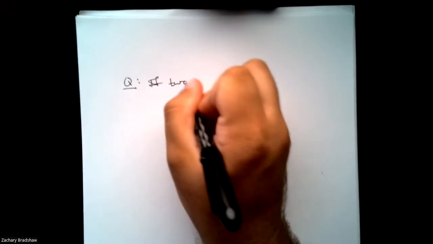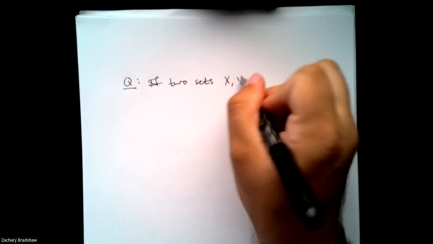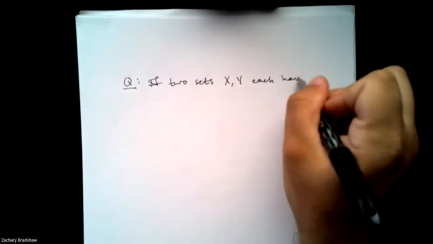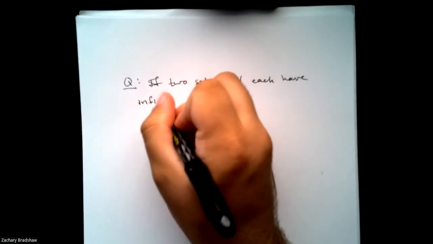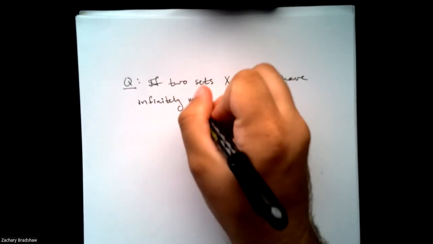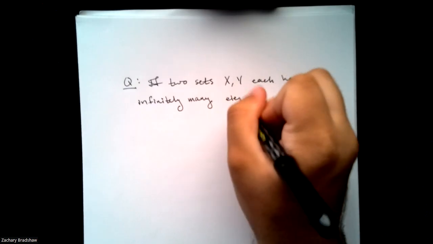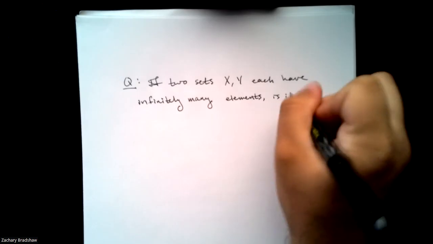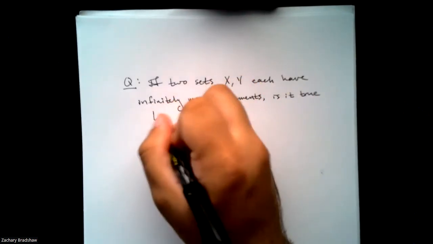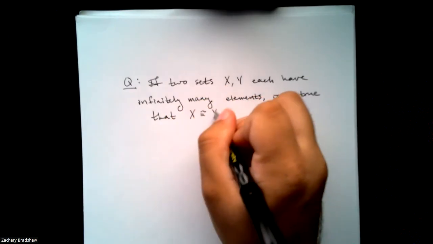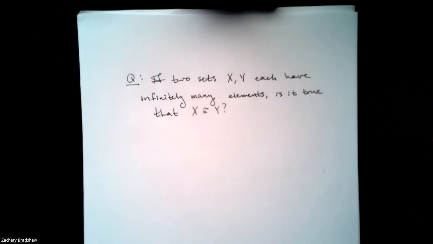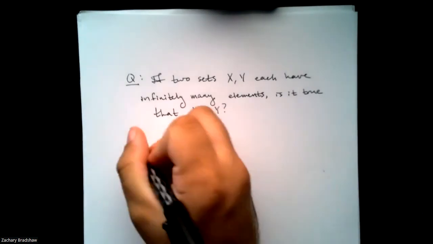Here's a question. If two sets x, y each have infinitely many elements, is it true that x is isomorphic to y? So if you extend this notion of the order to infinite sets, you just say that the order is infinite for both of them. Are these things equivalent? It turns out the answer is a resounding no.